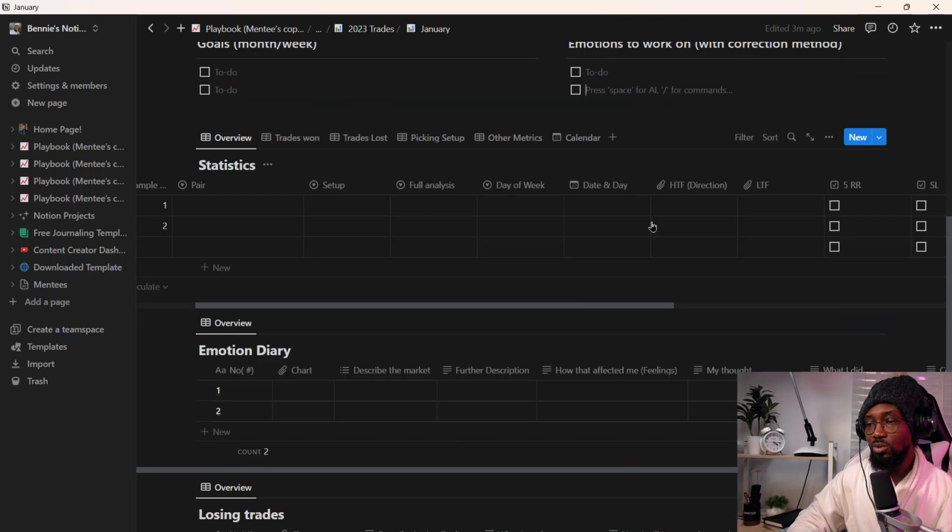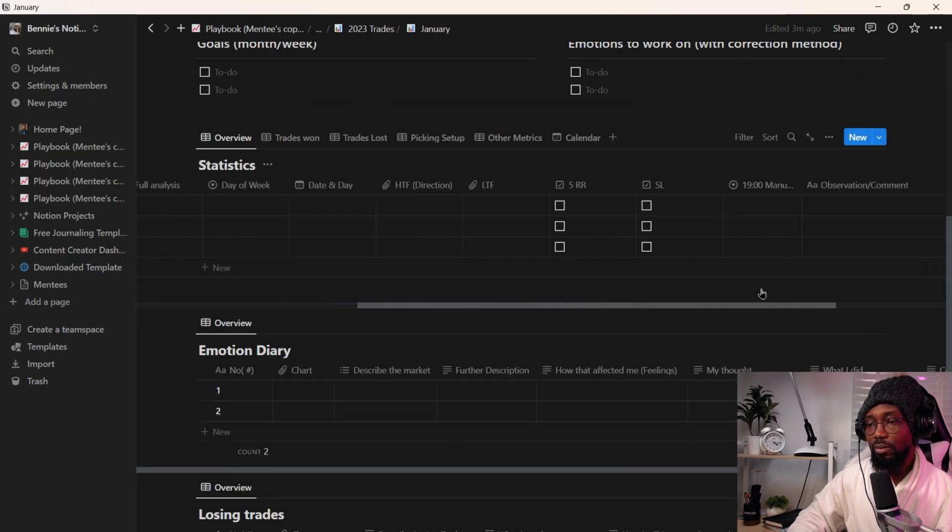So you take those 2 pictures, right? And then depending on what you do, right? So I have a 1:5 RR trade. So I take that, I just click this. Once I click this, it's registered that I won the trade. So if I lost the trade, it means I have to click this, all right, and then uncheck this. So it registers as SL.